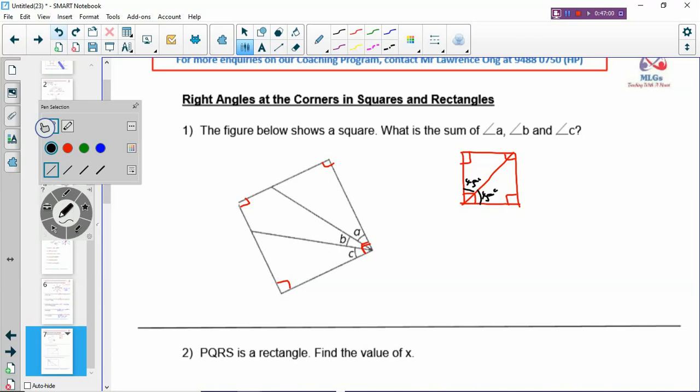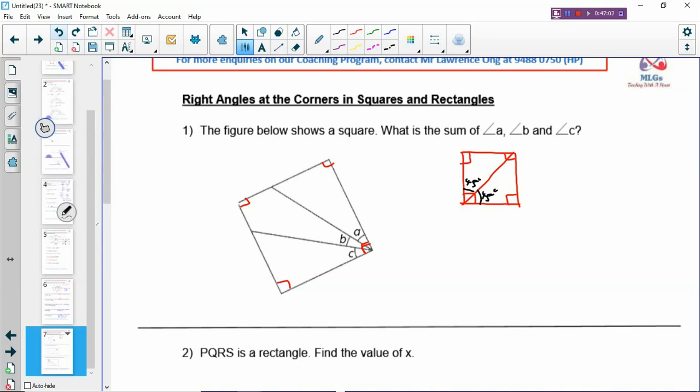So when you see a square and a line that cuts it into two triangles that look equal, then you cut the right angle into half. Now the figure shows a square and you have angles A, B, C. So what is the sum of angles A, B, C? Of course, angle A plus angle B plus angle C will form a right angle, which is 90. So the sum is 90 degrees.